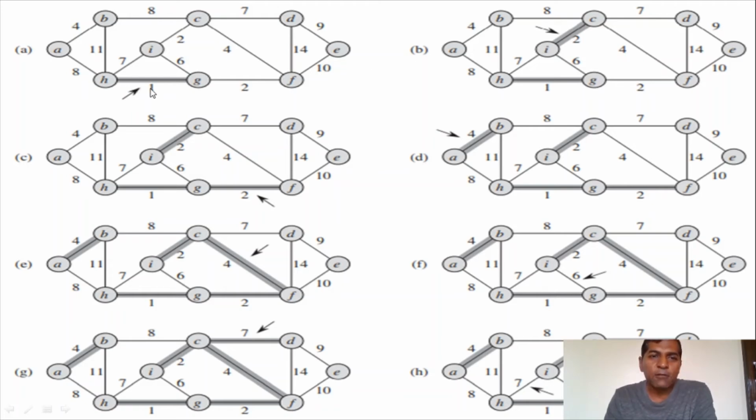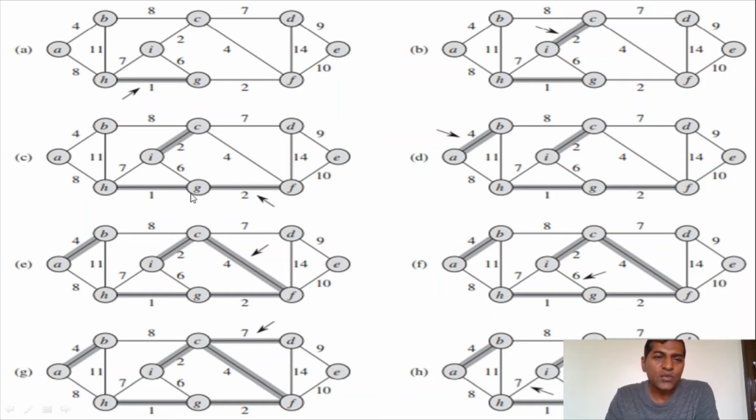After 1, the lightest edges we have are CI and GF. Either of these can be selected. Let's consider CI, with the lightest weight 2. We'll check whether I and C are connected anywhere right now. No, because initially we said all the vertices are independent, not connected to each other. So this is selected. We have chosen HG and CI as a part of the minimum spanning tree.